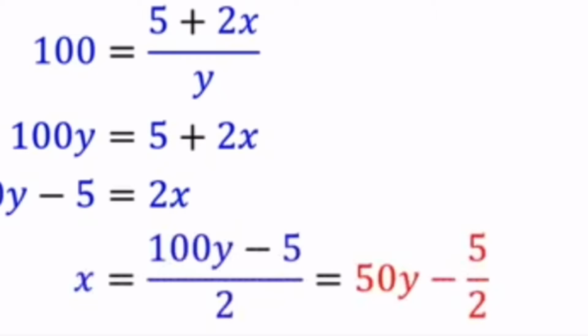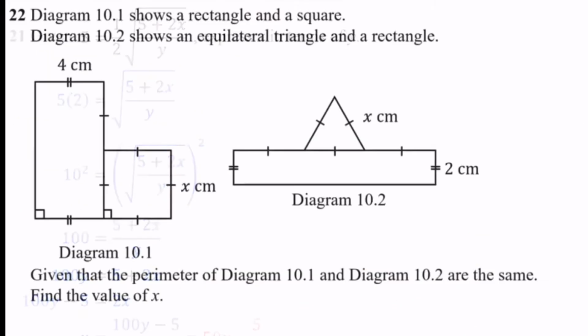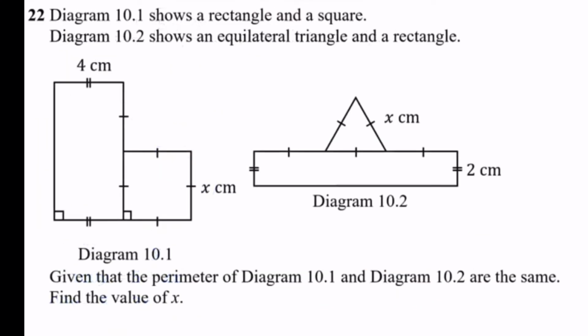Okay, so whenever you do x in terms of y, you must make sure the x can have the combination of the y and the number. You have to really check the signs carefully, the plus and the minus. Okay, right? So this one is algebra. So we have to continue with number 22.